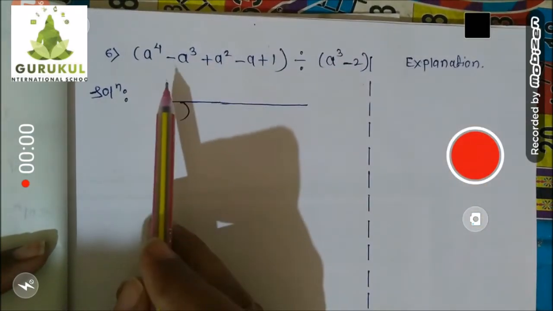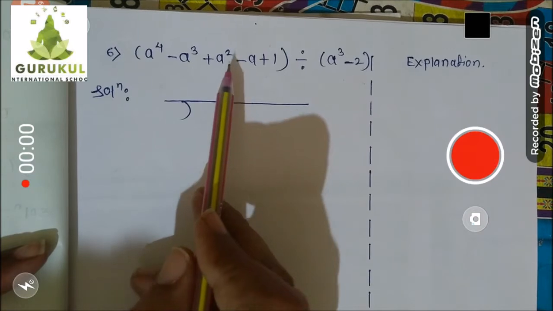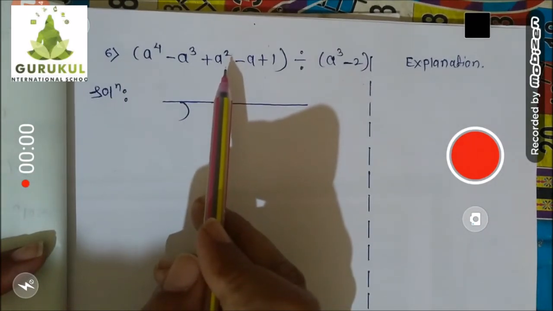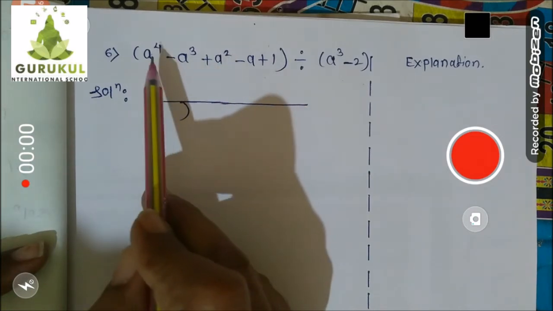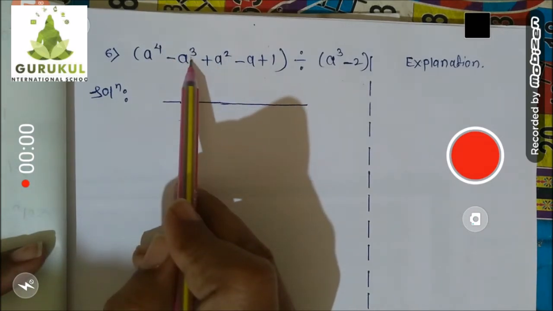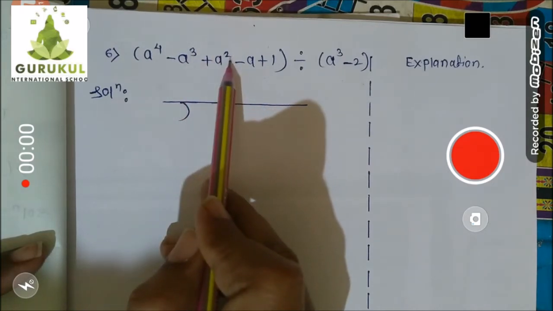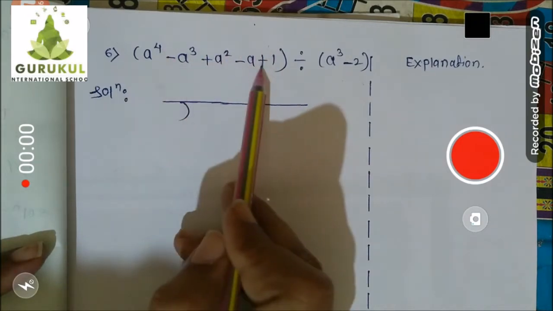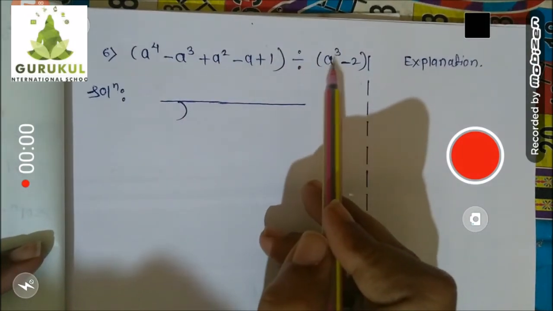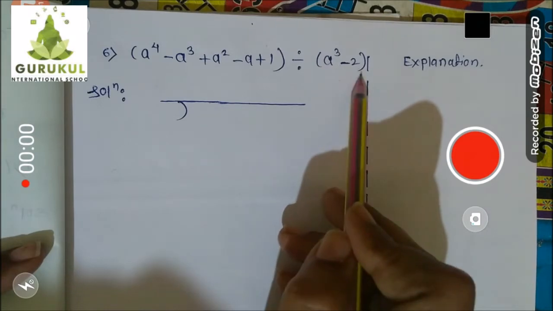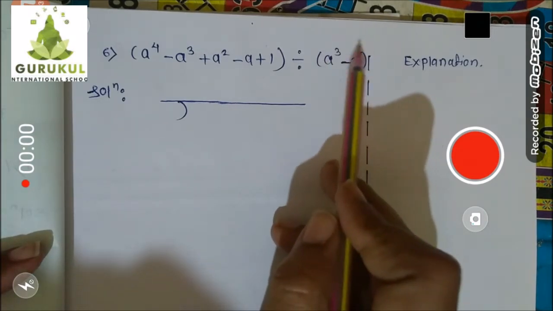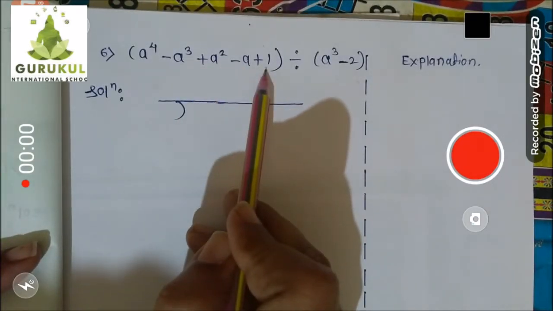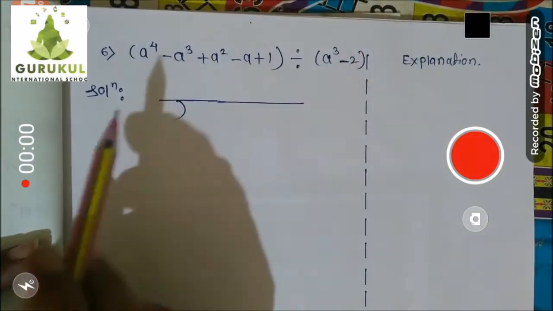Step number 2. Is any middle term missing? That you have to find out. If it is missing, you have to add that missing term by taking coefficient 0. But here after a raised to 4, a raised to 3 came. Then after a raised to 3, a raised to 2 is there. Then a raised to 1 and then a raised to 0. So there is no missing term. In the same way, yes, in the divisor there are missing terms, but we don't add the missing term in divisors. We only add the missing term in the dividend part. Okay, so no need to check for this.